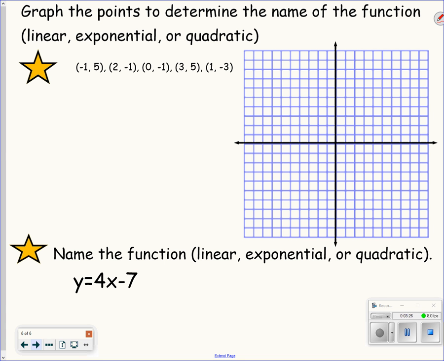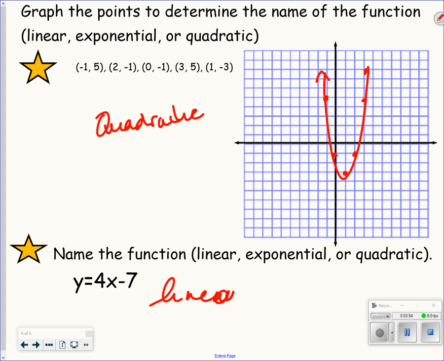All right, welcome back. So hopefully you were able to do all of these. You hit pause and you were able to do them. Negative 1, positive 5, 2, negative 1, 0, negative 1, 3, positive 5, and 1, negative 3. So this is, I'll say, fitting that we threw this one in this particular chapter, since that's what we've been talking about lately. It's a quadratic. And then y equals mx plus b. This goes back to first semester. We're talking about a linear function.